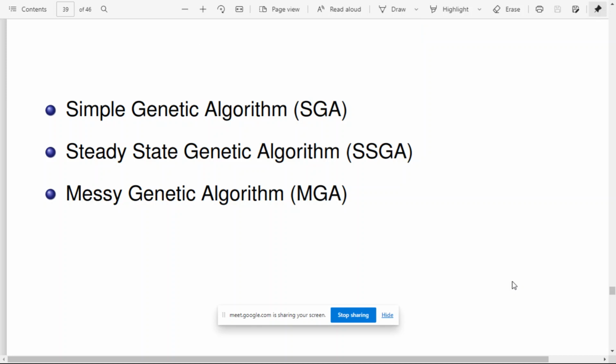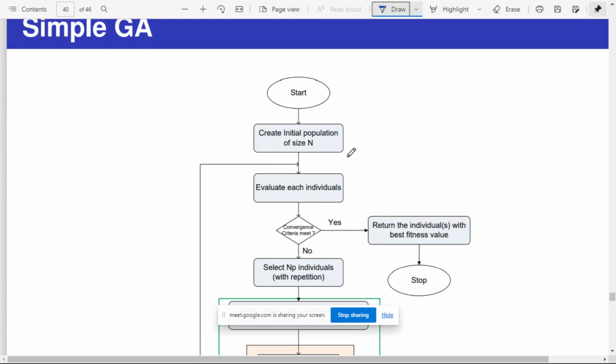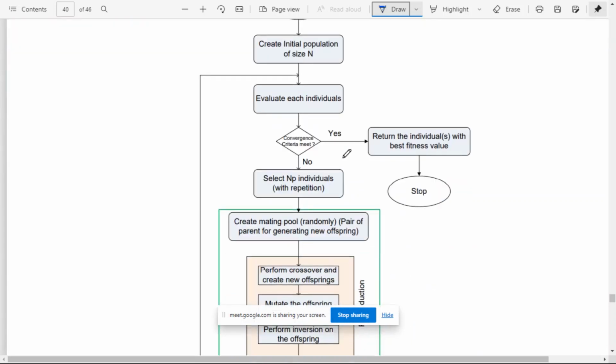So we will have an overview of the first two types of genetic algorithm, the simple genetic algorithm and steady state genetic algorithm. Okay, we'll not be discussing much about messy genetic algorithm, but these are the three categories of genetic algorithm available. So we'll try to understand briefly with a flow chart what is simple genetic algorithm and what is steady state genetic algorithm. So this is the flow chart corresponding to simple GA, that is simple genetic algorithm.